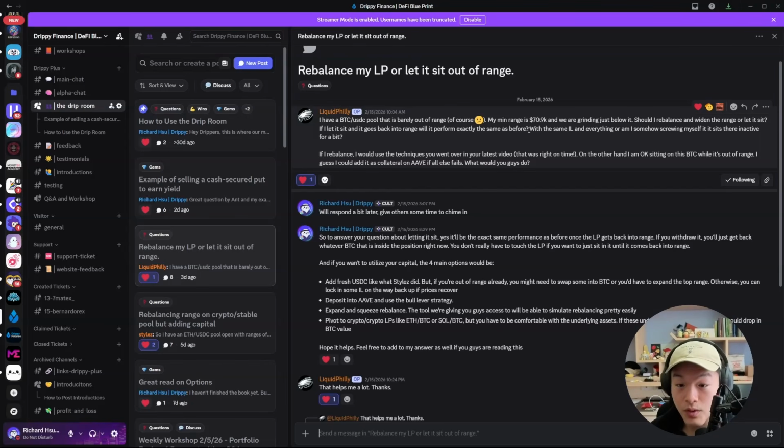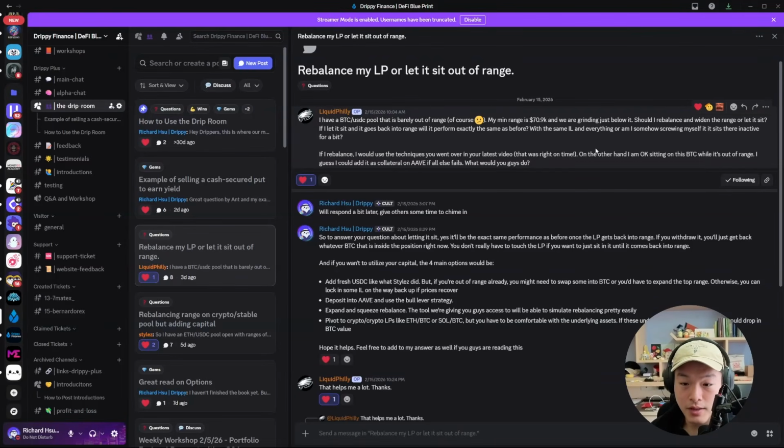So yes, it will perform exactly the same as before with the same impermanent loss and everything. So you're not really screwing yourself if it is inactive for a while, right? Some of my LPs have been inactive for a few months now, and it doesn't really bother me because now we're just holding the spot tokens when the LP is out of range, right? And the main thing is we've got to be comfortable with the spot token. With Bitcoin, you should be completely fine.